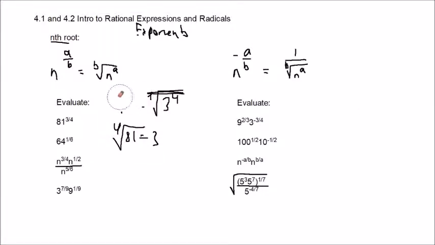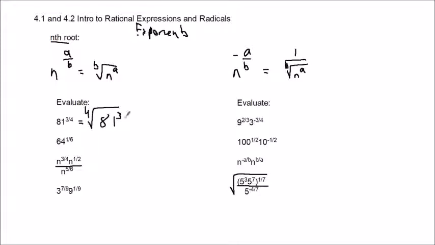But more often than not, the nth root is going to be expressed like this, where n to the power of a fractional exponent a over b is equal to the bth root of n to the a power. So we're gonna do it. Evaluate 81 to the 3/4 power. So we already know 81 to the 1/4 root is 3. So 3 to the third power. What's 3 to the third power? 3 times 3 times 3? 27.